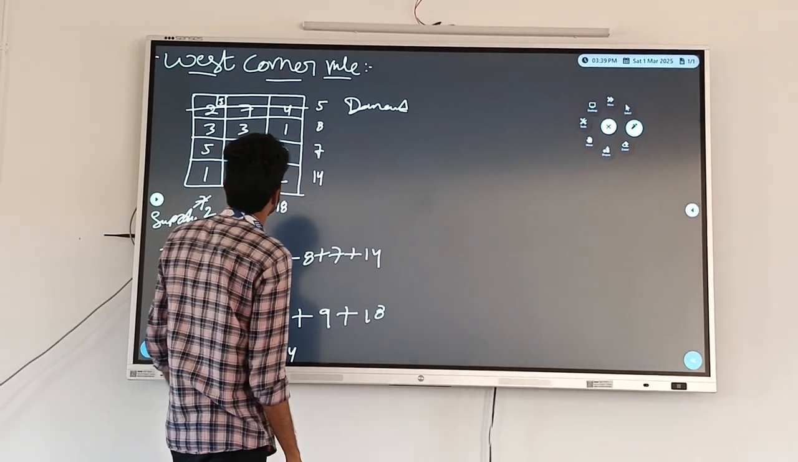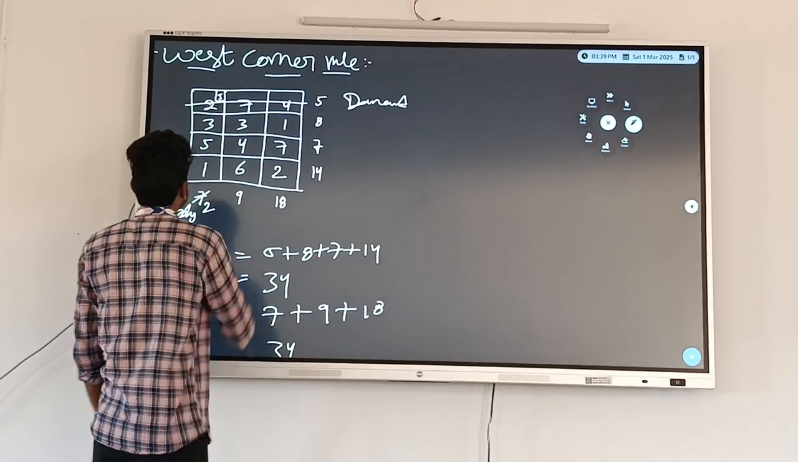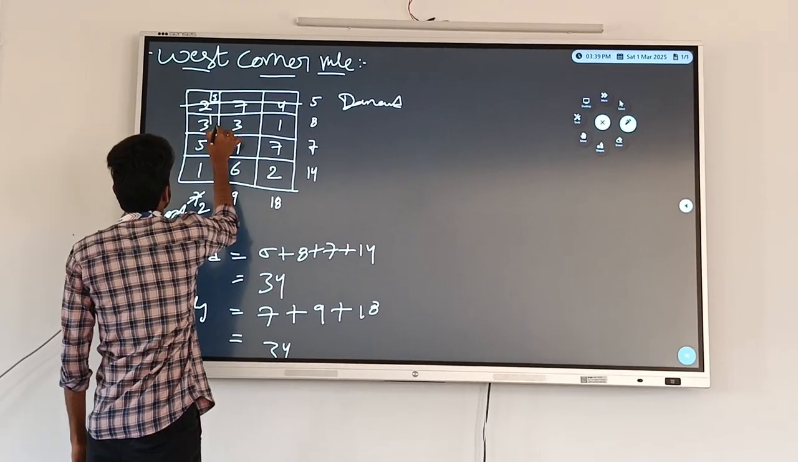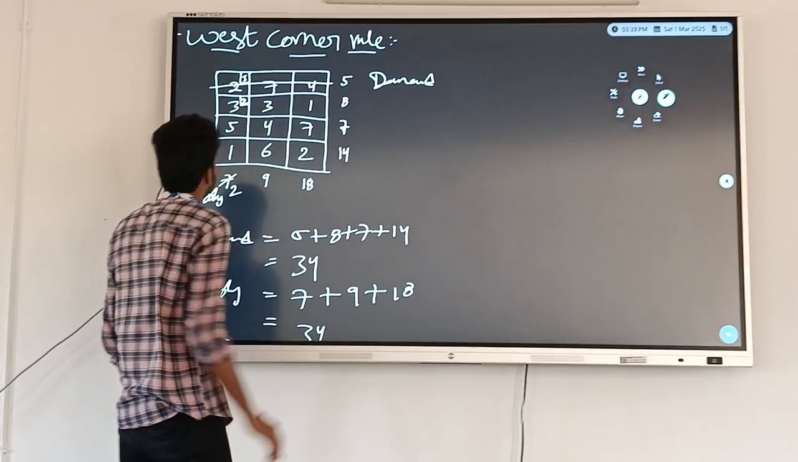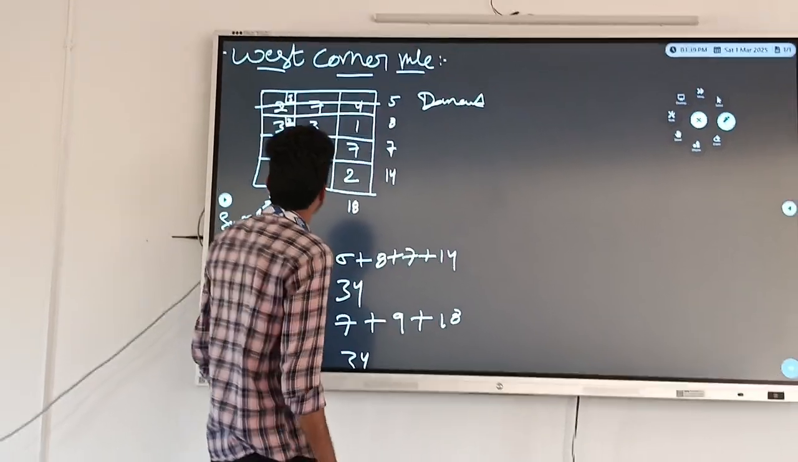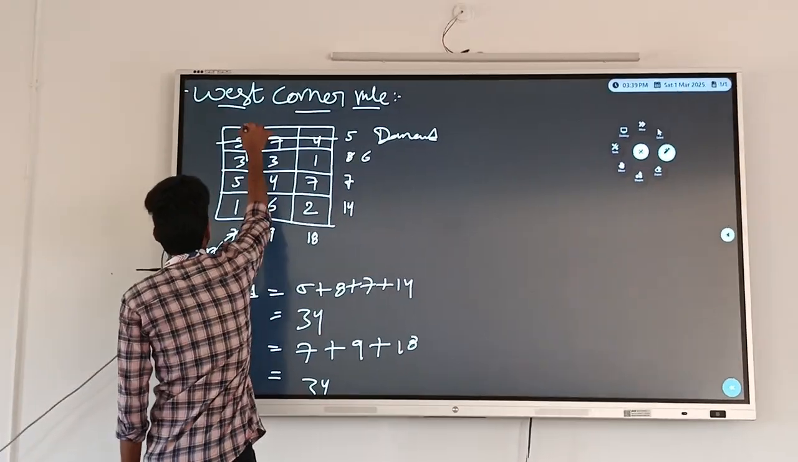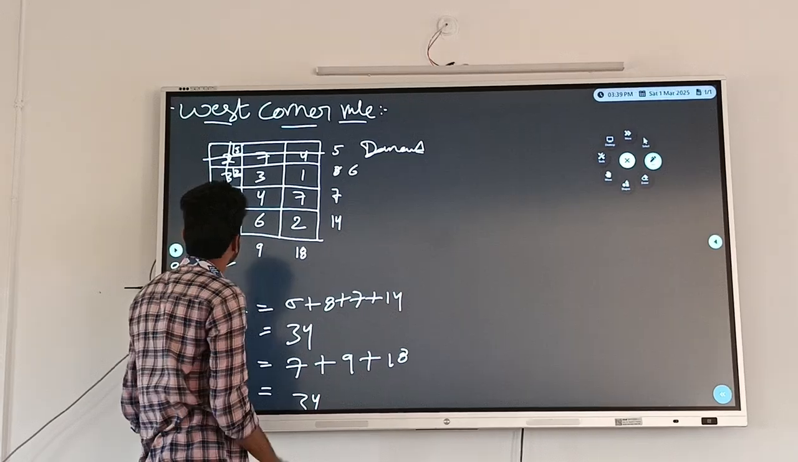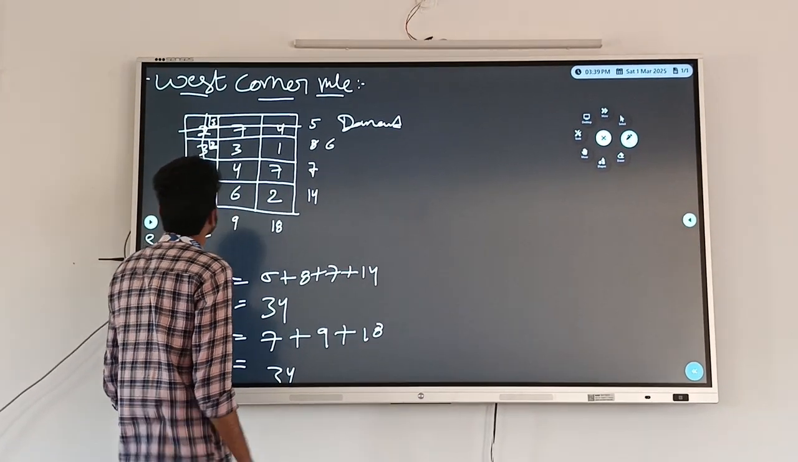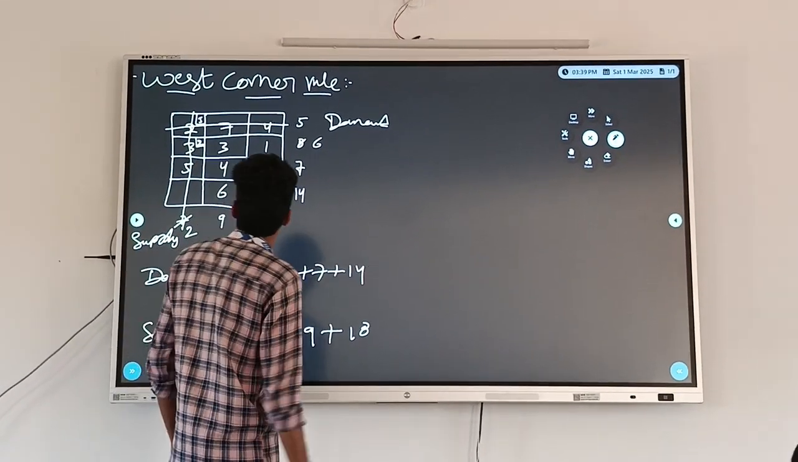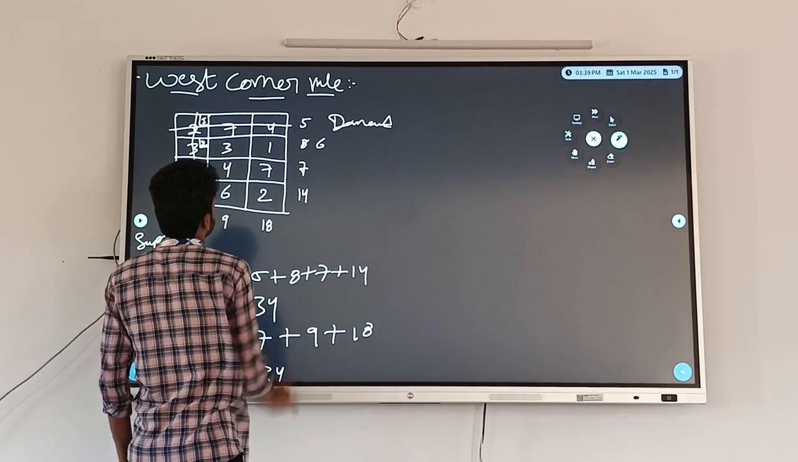Next, northwest corner is 3. Compare supply values and demand values. Here minimum value is 2. Then write the values. Then strike this column, because of least number.